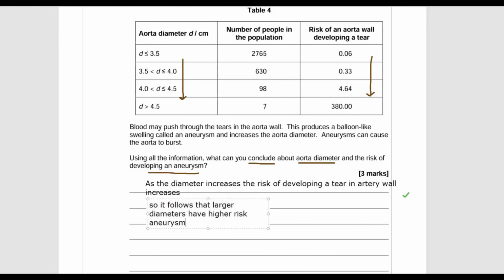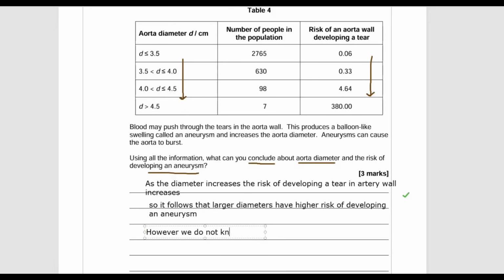However, what hasn't been shown from the data is that if you get a tear, you definitely get an aneurysm. That's not true, is it? It doesn't. We don't have a column here saying the risk of the aorta developing a tear and then the percentage of tears that develop into aneurysms. We don't know that. So we can put that as a statement as well. We don't know how many tears become aneurysms, or not all tears will become an aneurysm. They don't necessarily all lead to an aneurysm. So that's a point worth making that we can conclude from this as well.